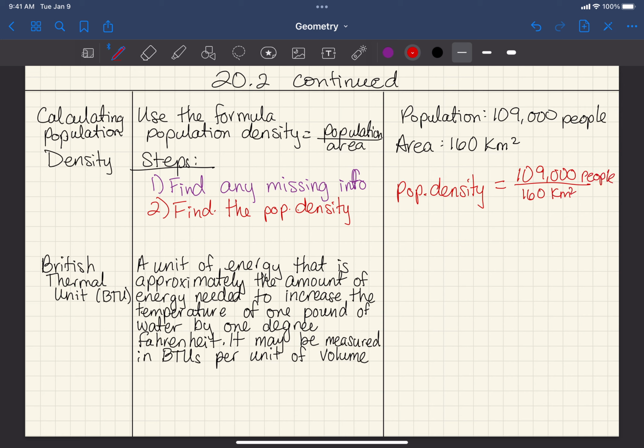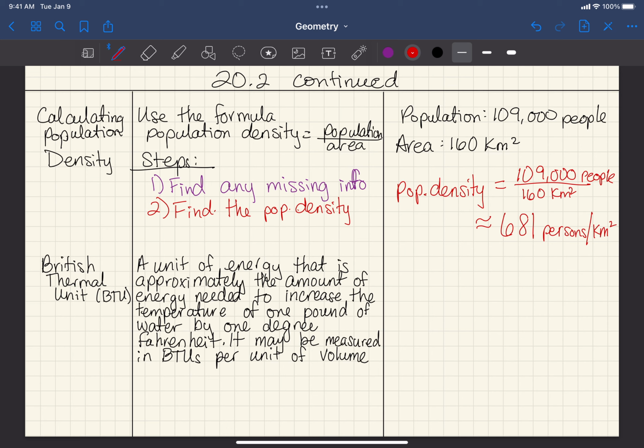Now, the most important thing to remember is that when you are talking about people, you are always going to round usually to the nearest whole number, right? You can't have point half of a person. So when I do this division, I'm going to round to the nearest whole number, which is 681 persons per kilometer squared. So what that means is that for every square kilometer, there's 681 people in that area. So that's how you would use population density.